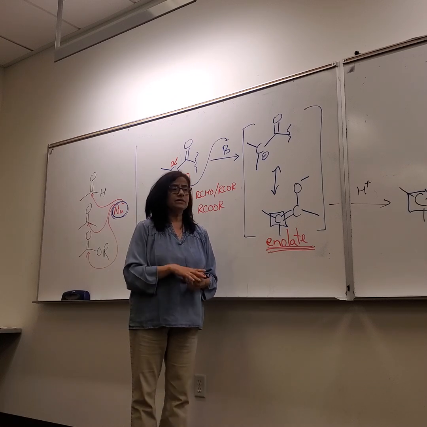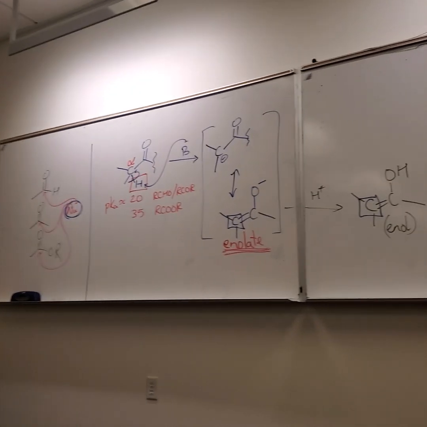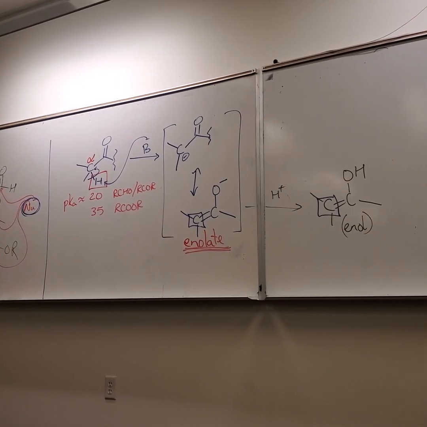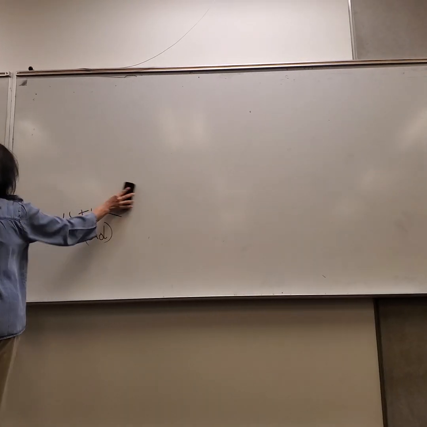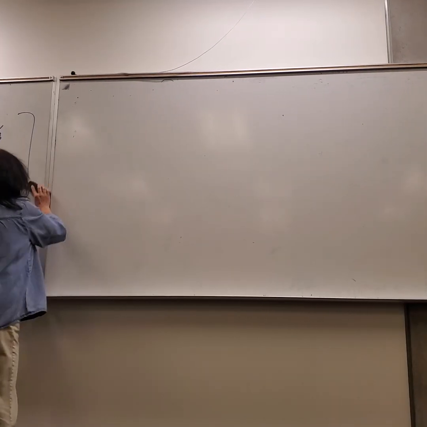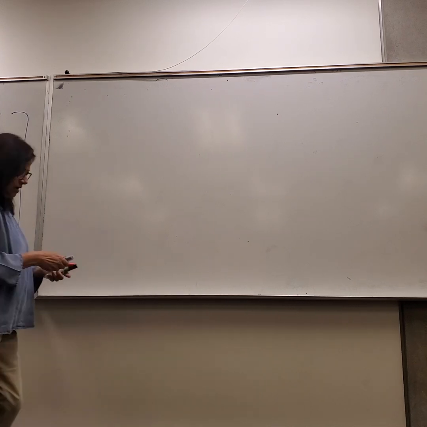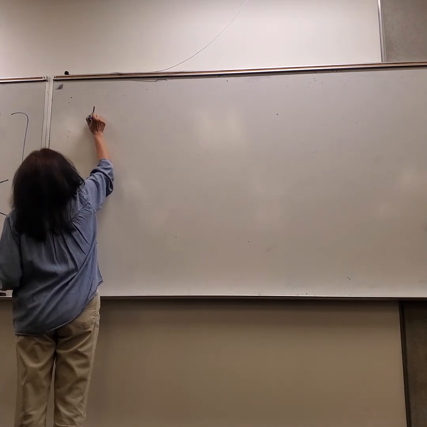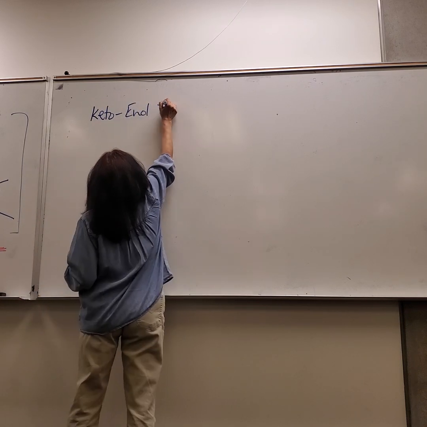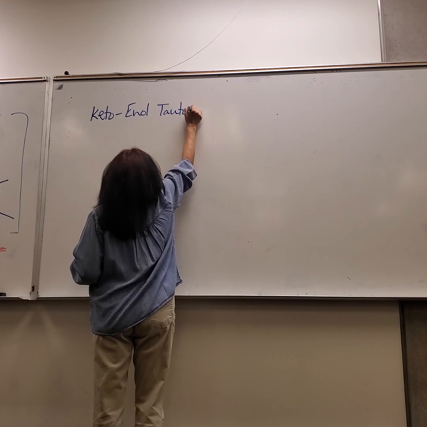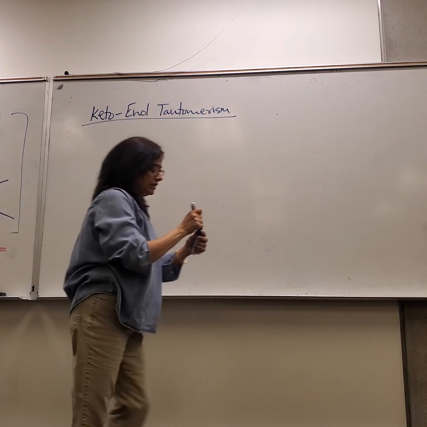Okay, so let's start with something that we have seen before, and that is keto-enol tautomerism. Do you guys remember keto-enol tautomerism? In which context was that? Alkynes being hydrated, right? I don't know if we wrote a mechanism for keto-enol tautomerism or not, but let's do it again. Acid catalyzed as well as base catalyzed.